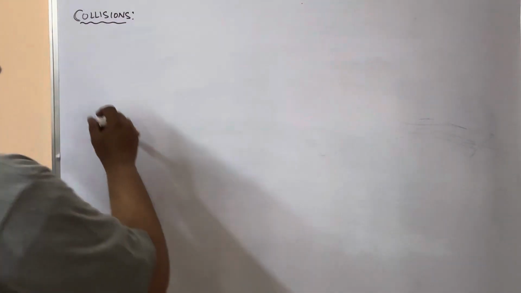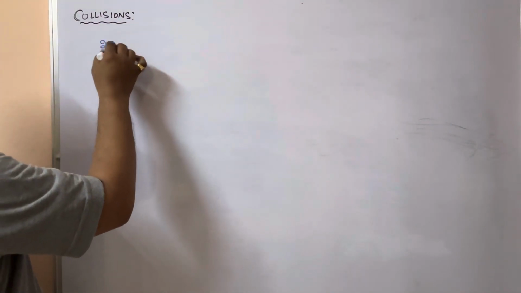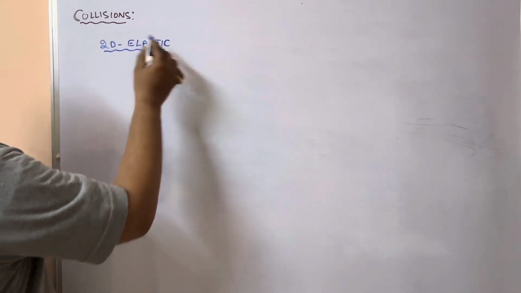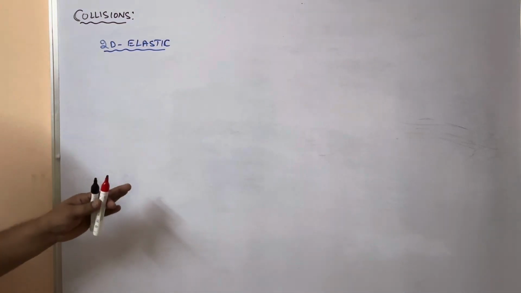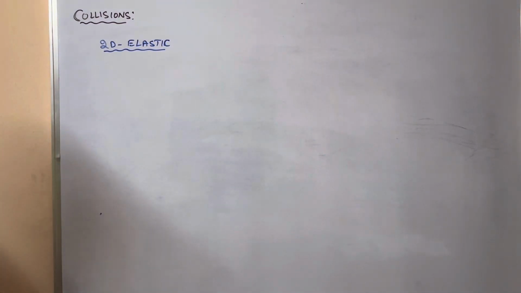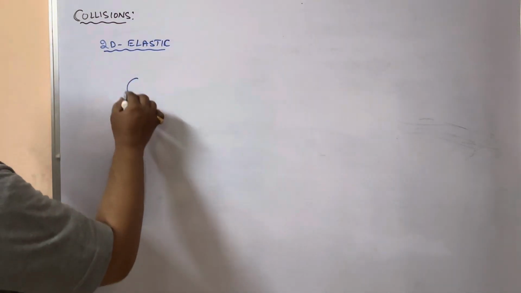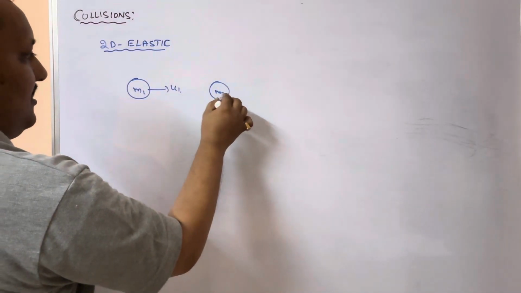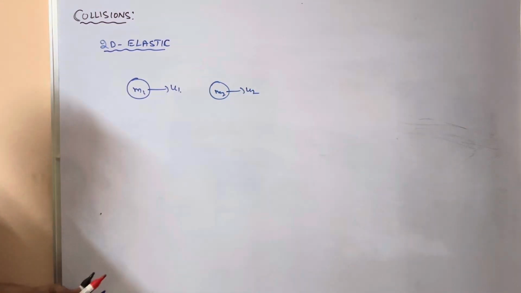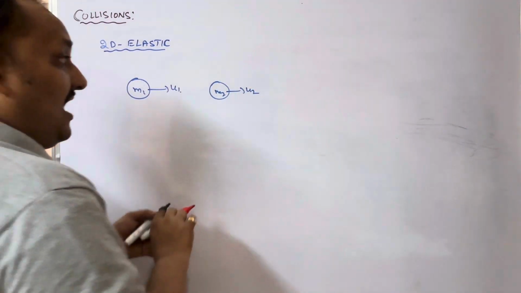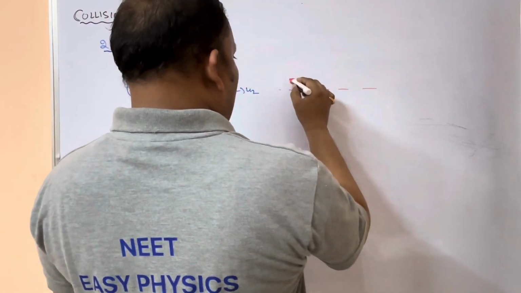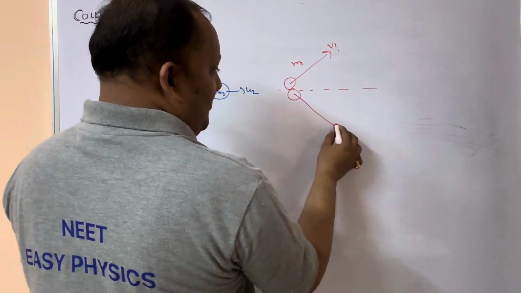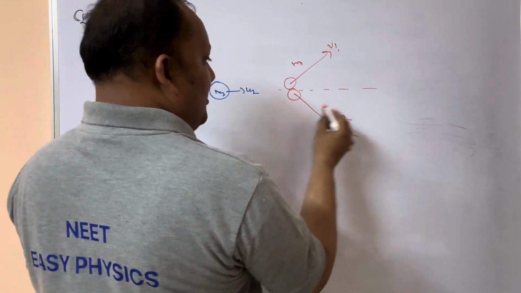Next we will see elastic two-dimensional collision. Two-dimensional elastic collision. So just how they are going to ask the questions and how we have to apply the equation, we will see. So again, two objects: m1 with velocity u1, m2 with velocity u2. Both are going to be moving after collision. So m1 is going to be moving with velocity v1, m2 is going to be moving with velocity v2.